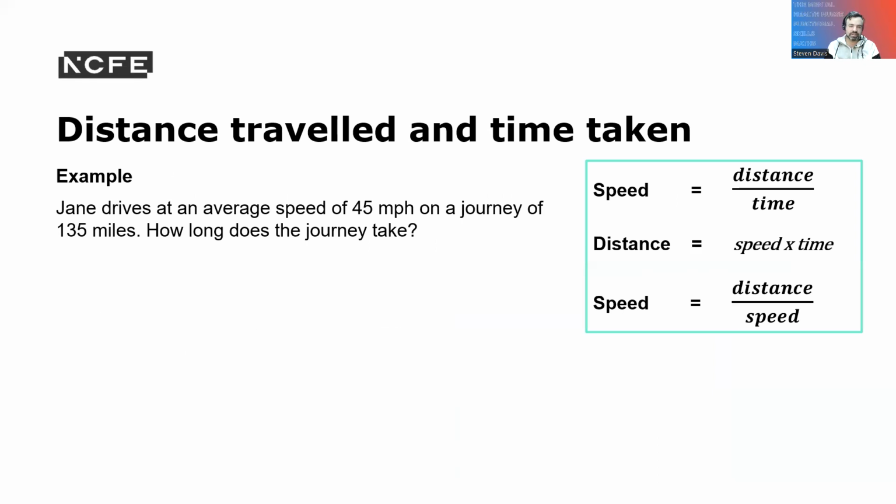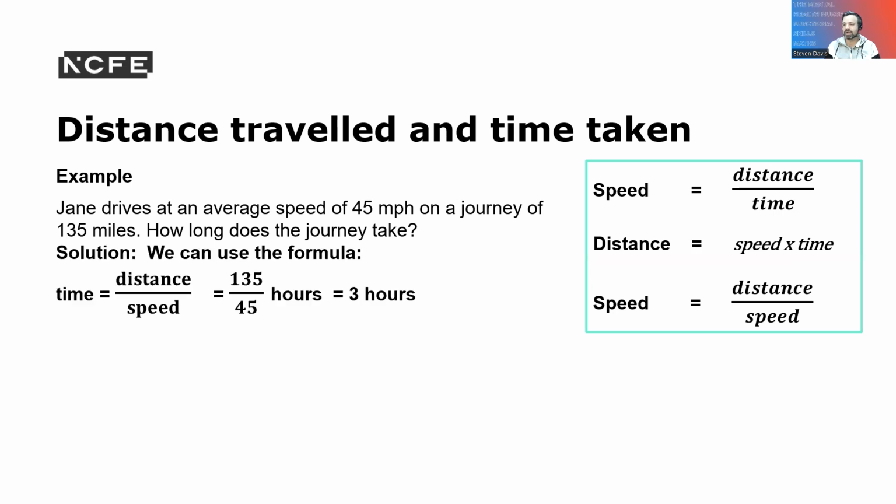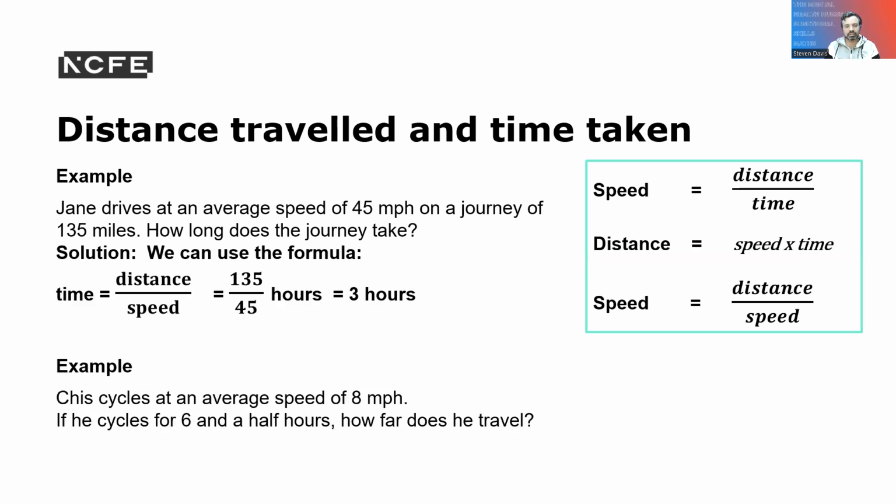So Jane drives at an average speed of 45 miles per hour on her journey of 135 miles. How long does this take? So we're going to do time equals distance divided by speed, which equals 135 divided by 45, which equals 3 hours.